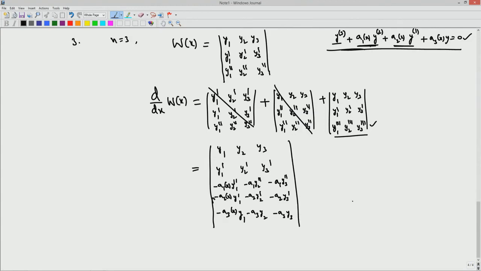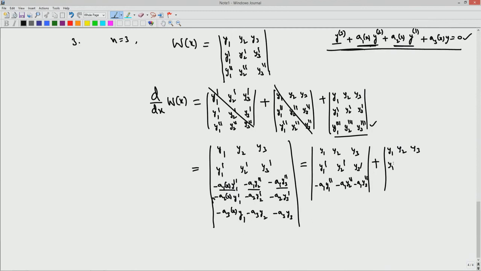So this is equal to, you can split this into 3 determinants. One is y1 y2 y3, y1 dash y2 dash y3 dash, and this is going to be minus a1x y1 double dash, minus a1 y2 double dash, minus a1 y3 double dash. So each of these, one here, one here, one here, and then the rest is same. So again y1 y2 y3, y1 dash y2 dash y3 dash. Here you pick up these 3 elements. So you have minus a2 y1 dash, minus a2 y2 dash, minus a2 y3 dash.